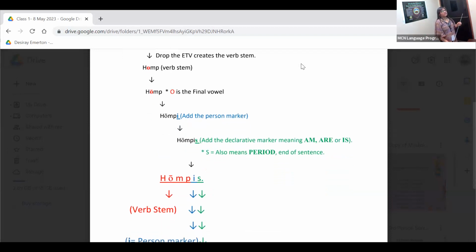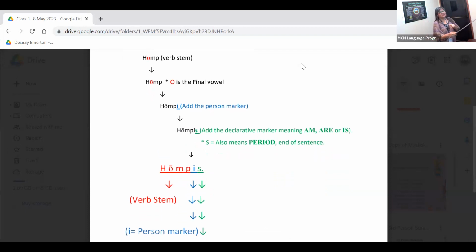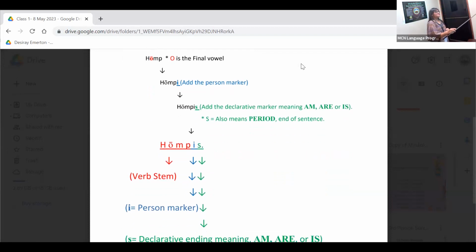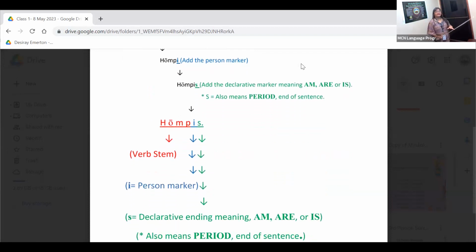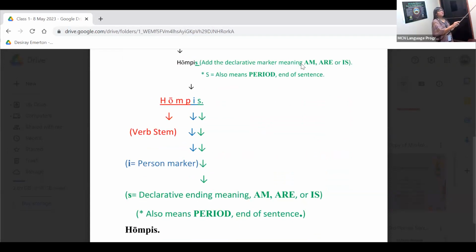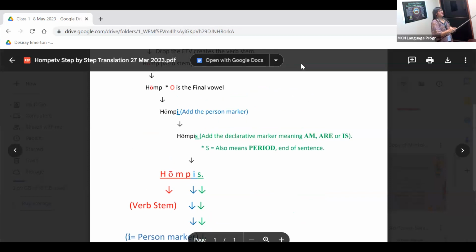You add the declarative ending am, are, is. So the S means am, are, is, and it also means a period at the end of the sentence. And like I said, this is how I was taught, so this is how I'm sharing with you guys. So right here, the same thing is broken down, but in a little bit different fashion. So maybe you can understand this a little easier. So HOMP is the verb stem. And this is the exact same thing right here.